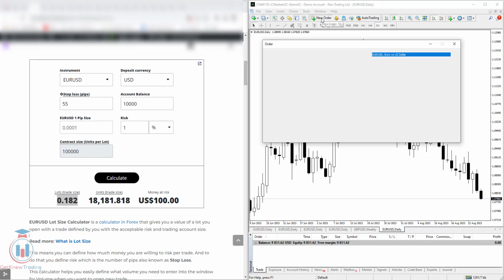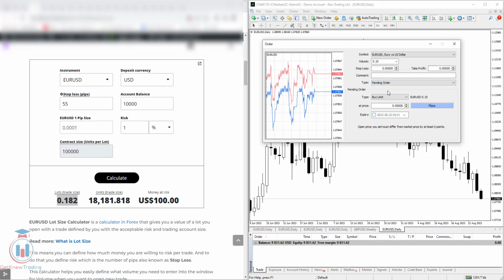Let's go to the trading platform and open a pending order, which means it will open in the future. I would like to show you an example with a stop loss and take profit. Let's put a price here, for example 1.07. I would like to open a buy limit order, and I need to put the volume 0.182 here. I cannot put 82 because the third decimal digit doesn't exist. You will see it will round to 0.18 later when I open this trade.